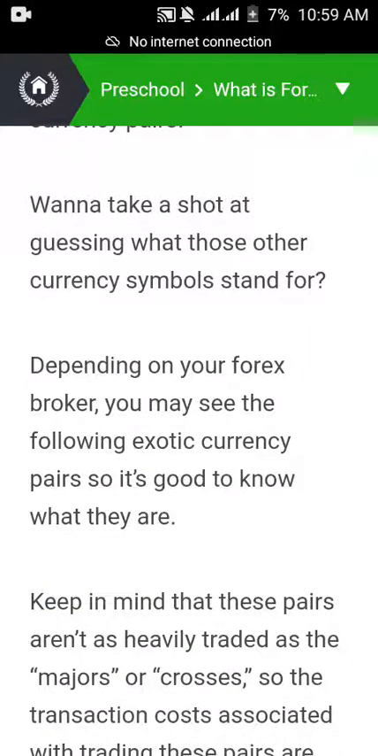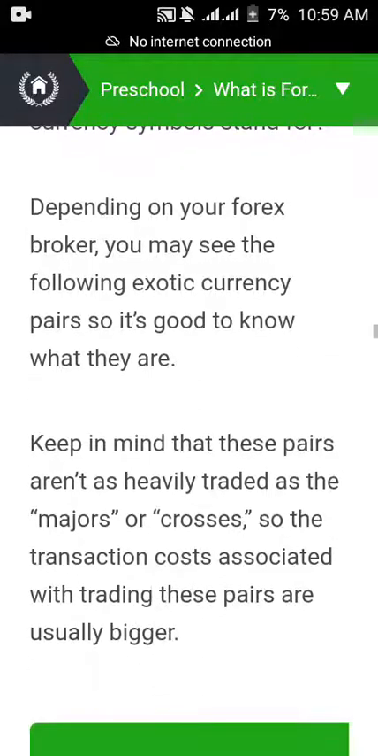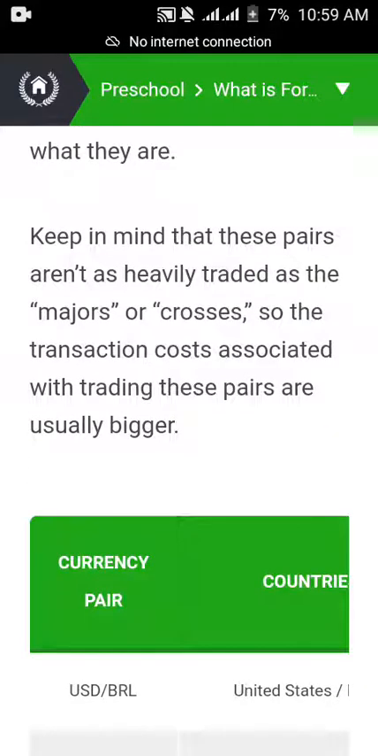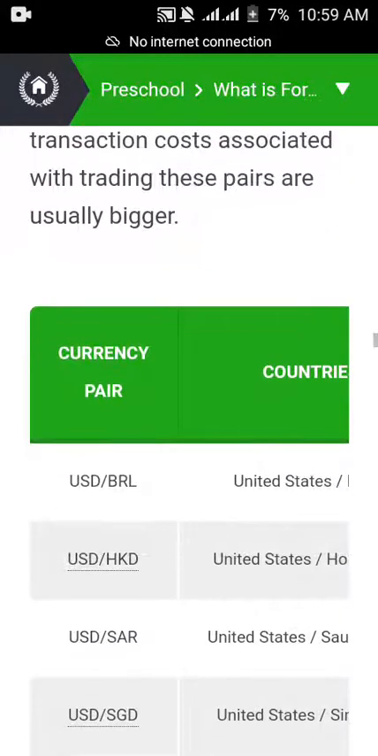Depending on your forex broker, you may see the following exotic currency pairs, so it is good to know what they are. Keep in mind that these pairs aren't as heavily traded as the majors or crosses, so the transaction costs associated with trading these pairs are usually bigger. So the transaction costs are usually bigger when you're trading these exotic currency pairs. So below is a table that shows us examples of exotic currency pairs.